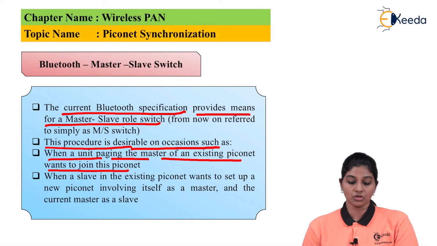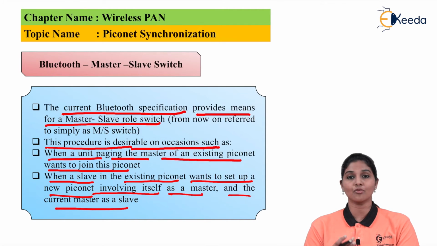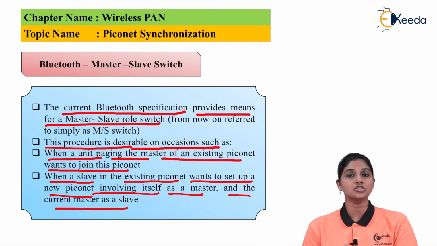The second scenario is when a slave in the existing Piconet wants to set up a new Piconet involving itself as a master, and the current master acts as a slave. So when one slave wants to form its own Piconet and be the master of that Piconet, the master of the Piconet in which the slave is present acts as a slave for that Piconet. In that case also, the switching between master and slave is required to be performed.